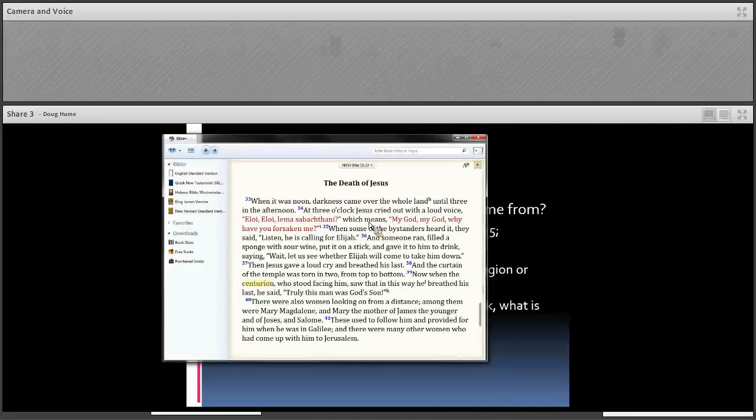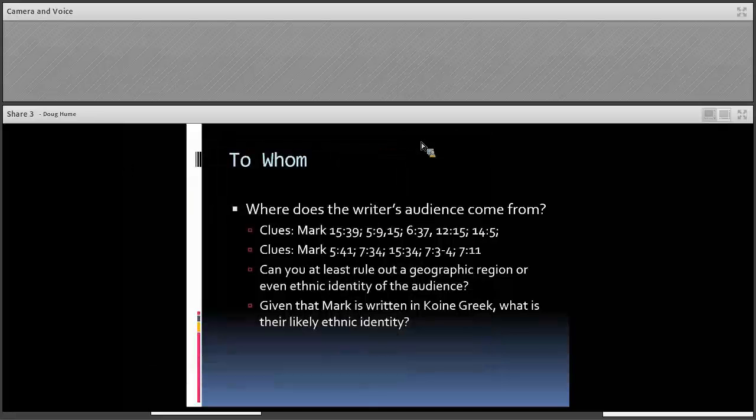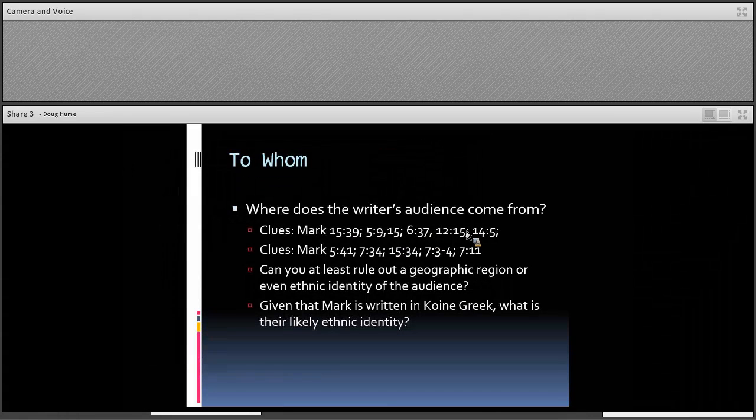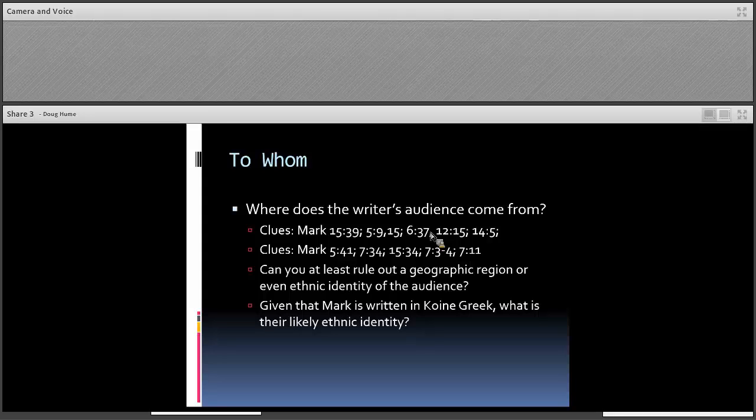Now, if you look at 15:39, Centurion, and if you look at some of the other clues I asked you to look at here in 5:9 and 6:37 and 12:15, there are Roman coin names and other kinds of Roman words. The audience clearly was familiar with Latin, but not so familiar with Aramaic. So I guess this helps us rule out that the audience is in Israel, and it helps us see that they could be anywhere in the Roman world.